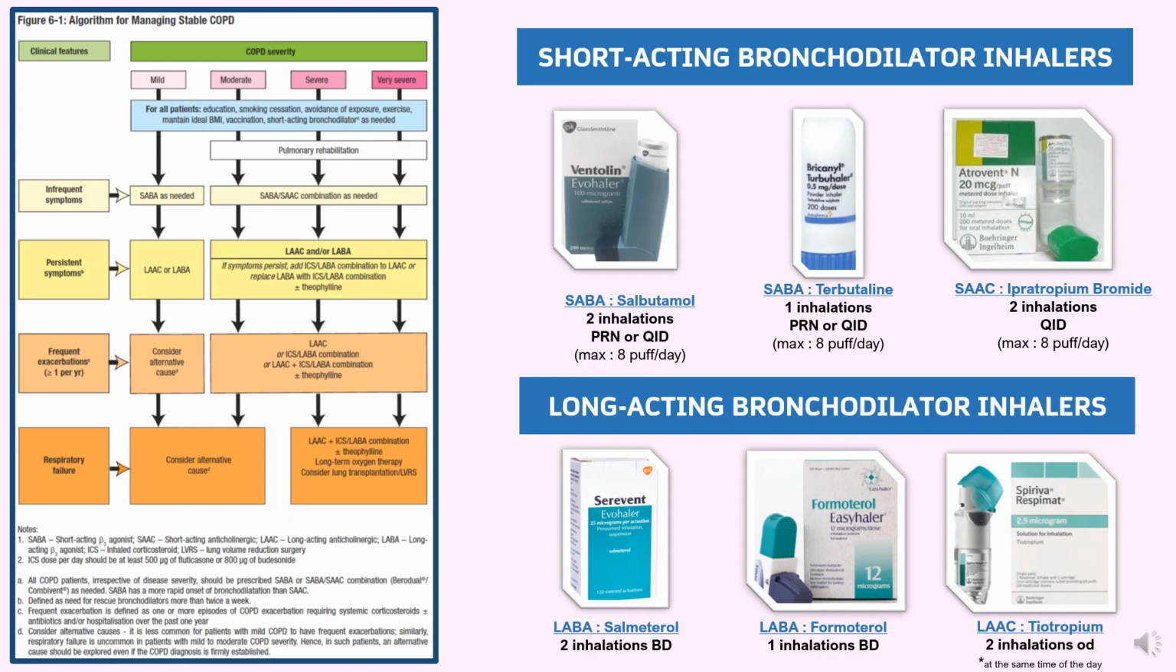For infrequent symptoms of mild COPD patients, SABA such as salbutamol or terbutaline can be introduced to them. Ipratropium bromide or atropine can be introduced to the moderate up to very severe COPD patients. If the symptoms persist, long-acting bronchodilator inhalers such as salmeterol, formoterol, or tiotropium can be introduced to them.